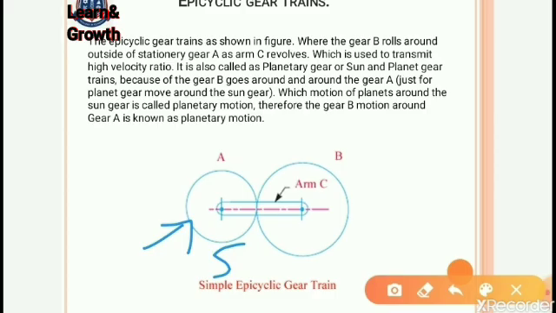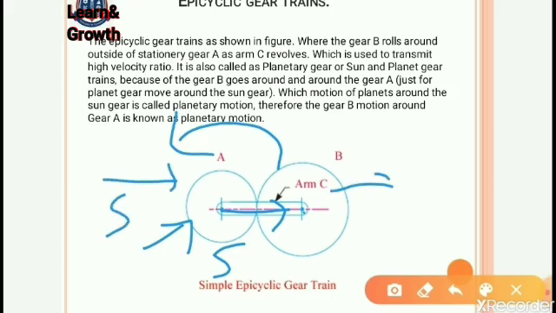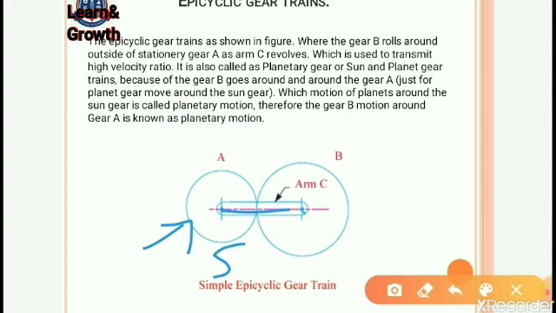So it will rotate with the help of the arm around gear number A, and this combination is called the sun and planetary gear. Here gear number A behaves like a sun gear, and gear number B behaves like a planetary gear. As we can say, the sun is stationary and planets are moving around the sun. That's why this is called the combination of sun and planetary gear system, and another name for it is the epicyclic gear train mechanism.